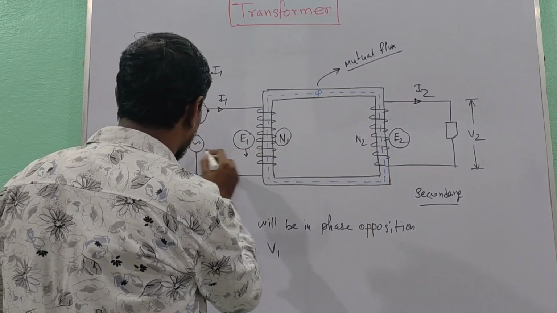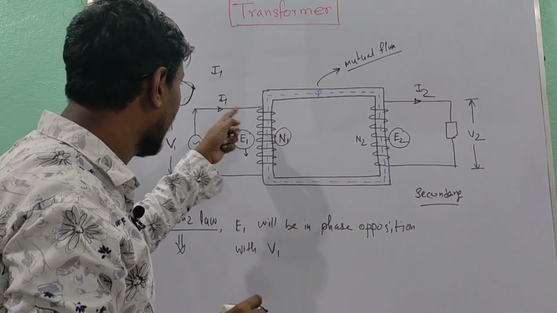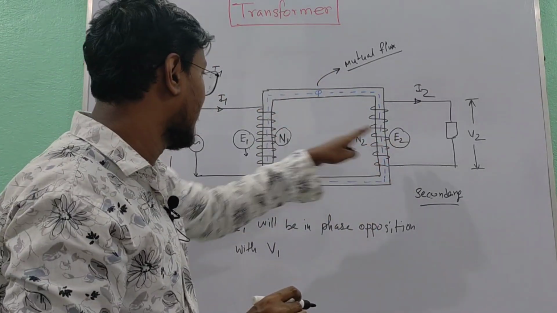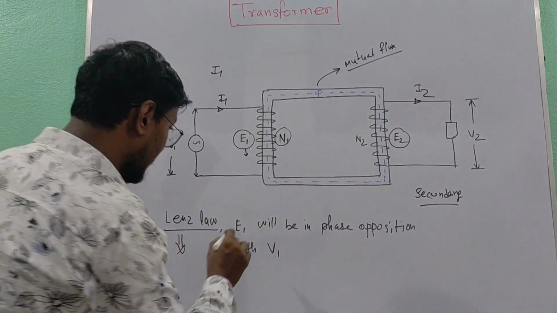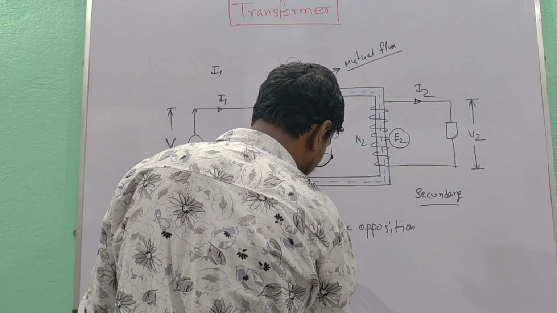Here U1 is produced because of the V1. V1 के वजह से E1 प्रोड्यूस हुआ है, V1 के वजह से I1 गया, I1 करंट की वजह से फ्लक्स डेवलप्ड हुआ, and that flux linked with the primary and secondary winding correspondingly generating E2 and E1. So this E1 will be in phase opposition with V1. This is also called back EMF of primary.